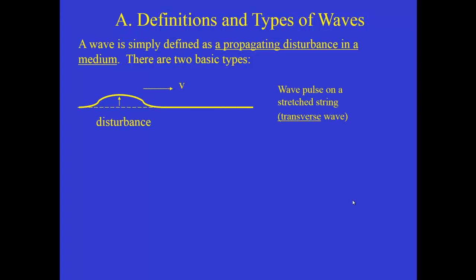And there are two basic types. The first one we can imagine by envisioning a wave on a stretched string, like a guitar string. If you were to pluck that string, or if you were to grab one end of it and give it a shake, then you would see a wave pulse that would propagate from left to right according to the diagram. This is called a transverse wave because the disturbance in the medium, if we focus our attention on a single point on that string, that point would move up and down as the wave travels. And since those two directions are perpendicular, we call that a transverse wave. Transverse is just a different way of saying perpendicular.